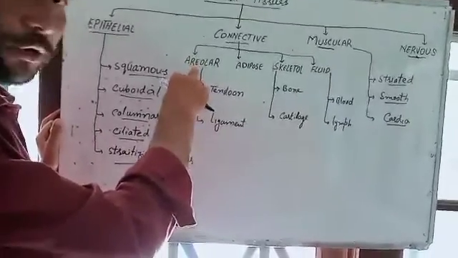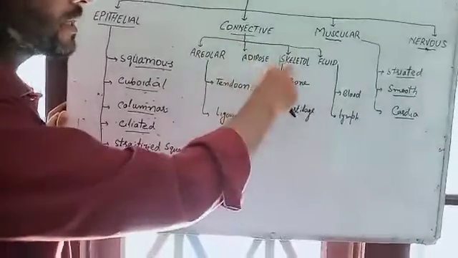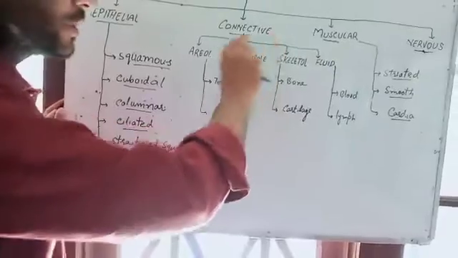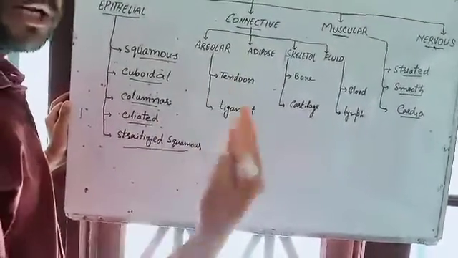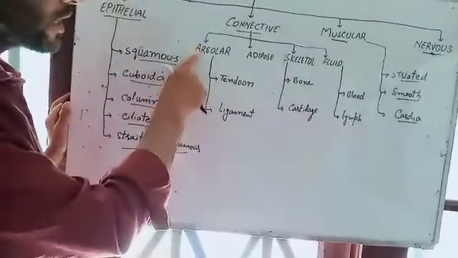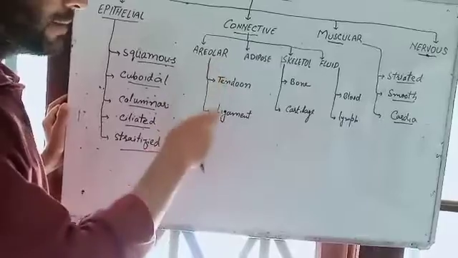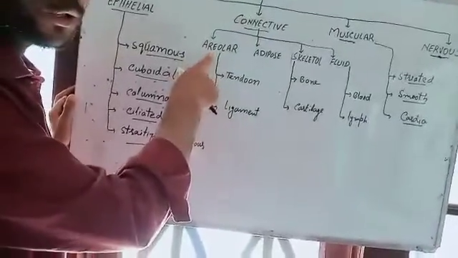The connective tissue is divided into four types of tissues. Number one is areolar connective tissue, adipose connective tissue, skeletal connective tissue, and fluid connective tissue. These four types are again subdivided into many types of tissues. Areolar connective tissue is of two types. Number one is tendons and ligaments. These tendons and ligaments are the parts of areolar connective tissue.